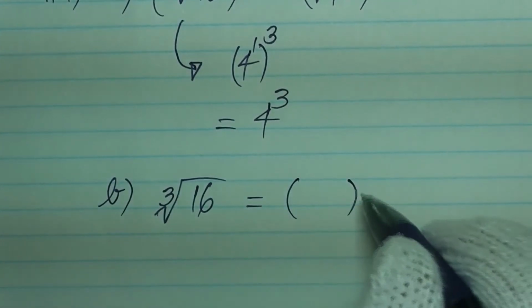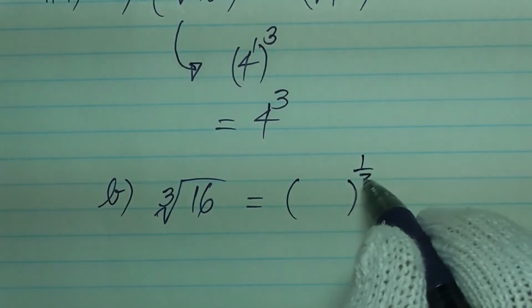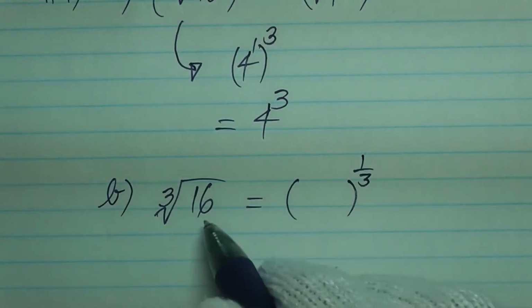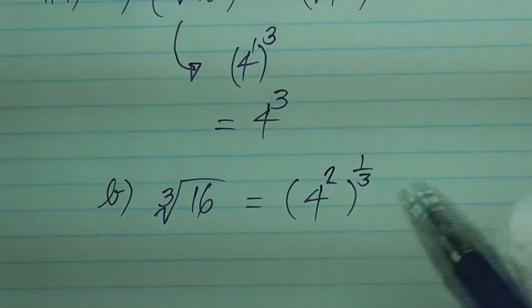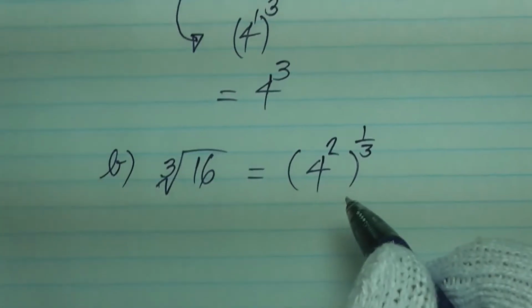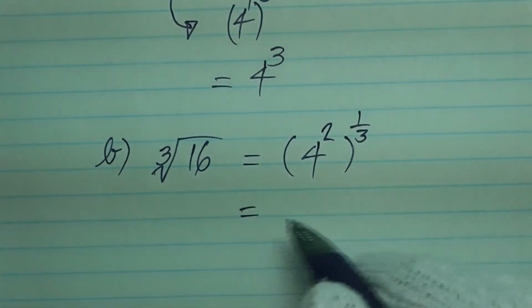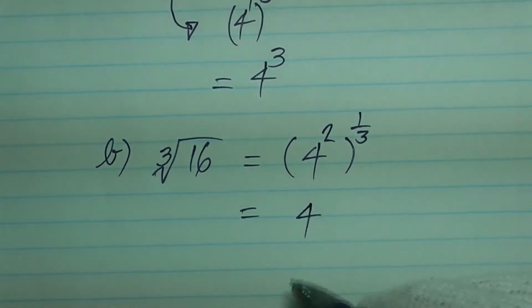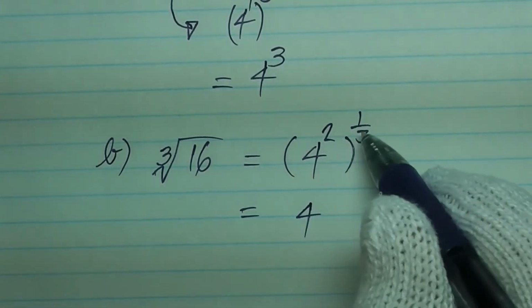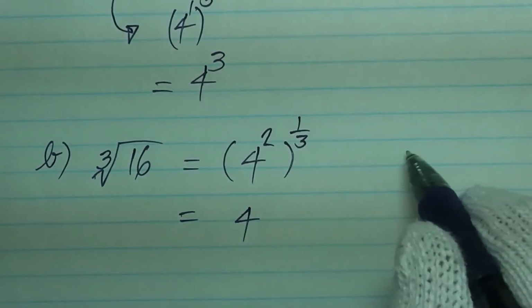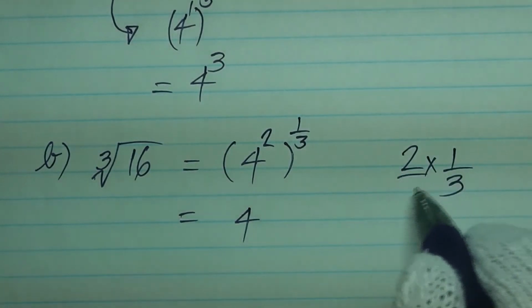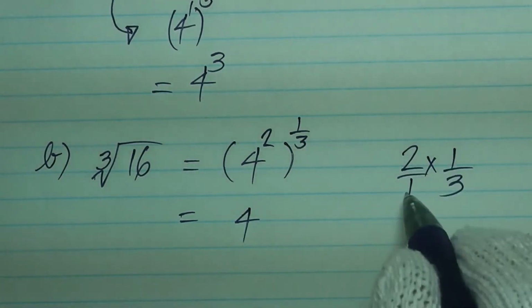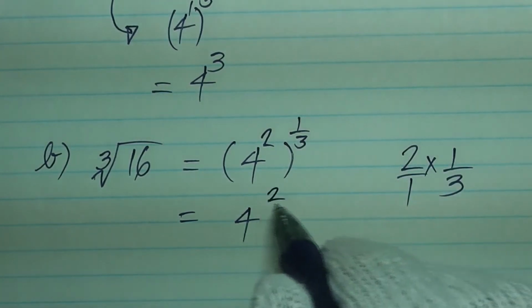Remember, the cube root means the exponent is 1 over 3. 16 is the same as 4 squared. It's going to be inside exponent 2 times 1 over 3. Remember, 2 times 1 over 3, there's a ninja 1. 2 times 1 is 2, 1 times 3 is 3.